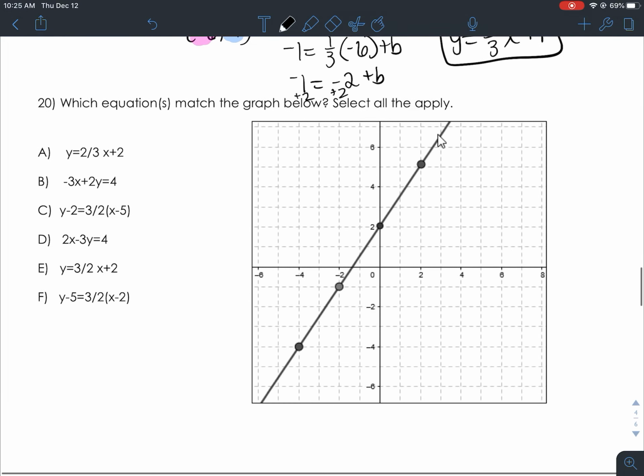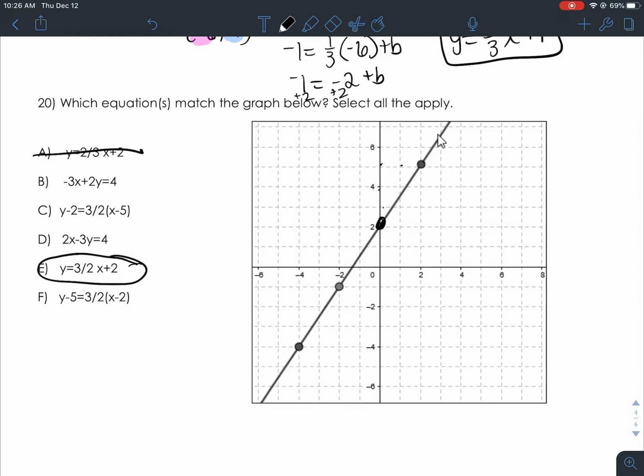All right, the last question on this study guide is, which equations match the graph below? So there's going to be a couple because there's a lot of different forms on here. Point slope, standard form, and slope-intercept. The slope-intercepts are the easiest, so I'm going to look at A and E first because they're already in y equals. So that one, you're going to start at 2, and I'm going up 1, 2, 3 over 1, 2. So that means A is out, and this is the right slope for slope-intercept form.